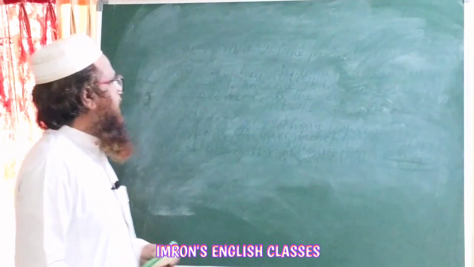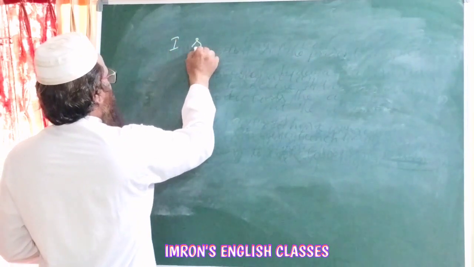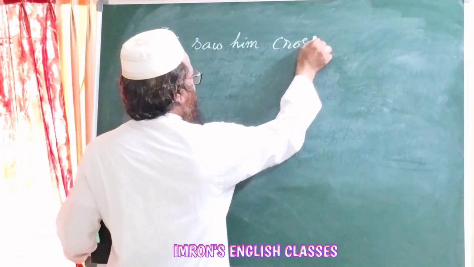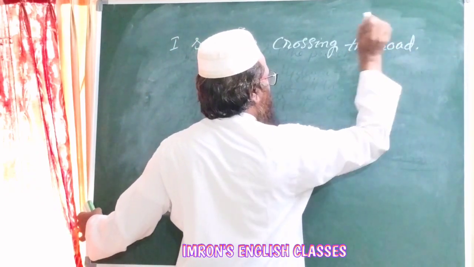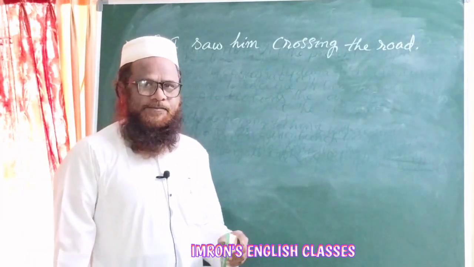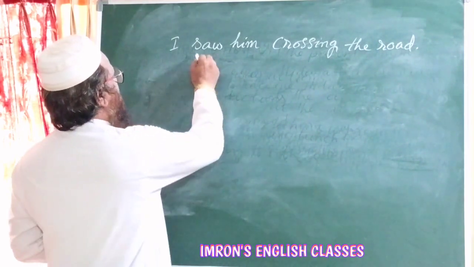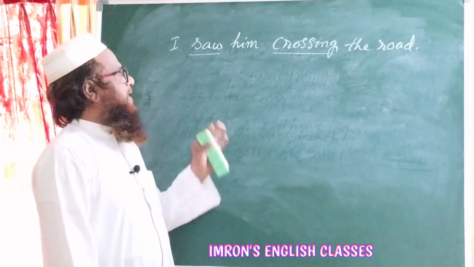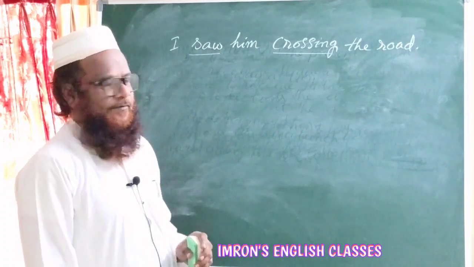So come back today. See, I'll write one sentence here. I saw him crossing the road. Please read the sentence. I saw him crossing the road. Here we find two words, that is saw and crossing. These two words seem to be the verbs. Of course, they are verbs, but with a little difference.